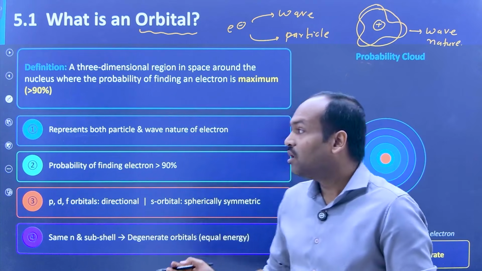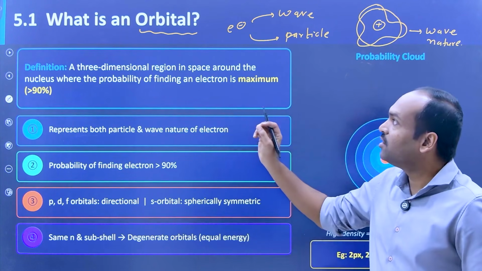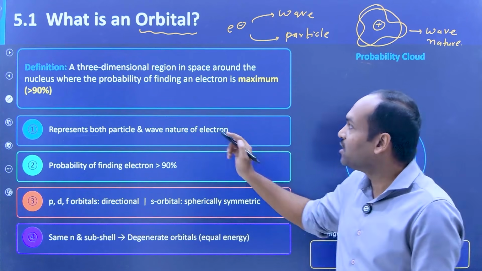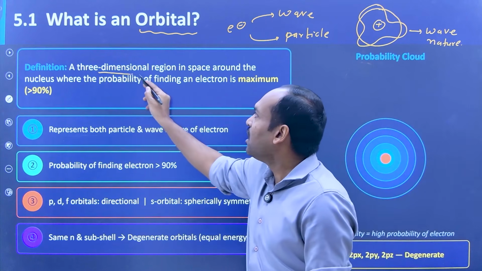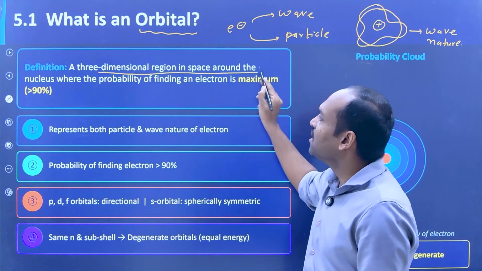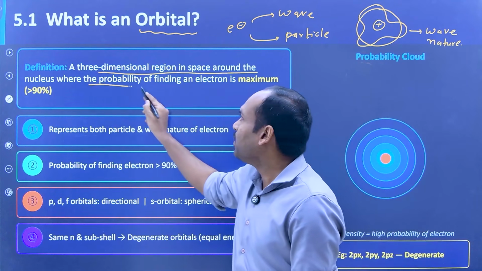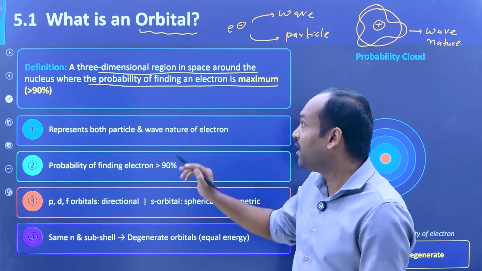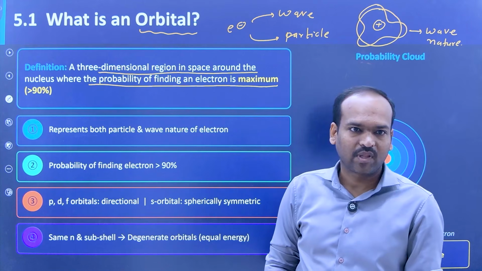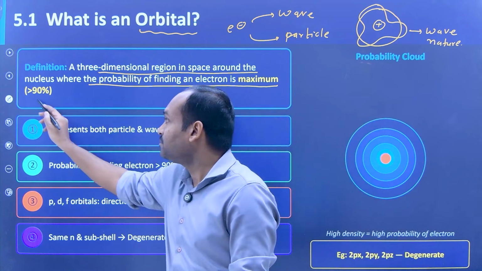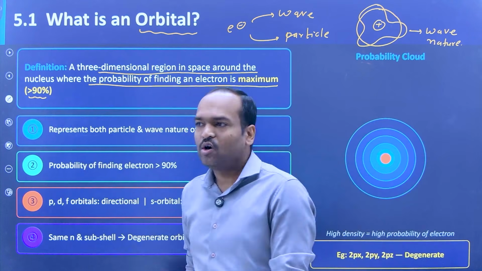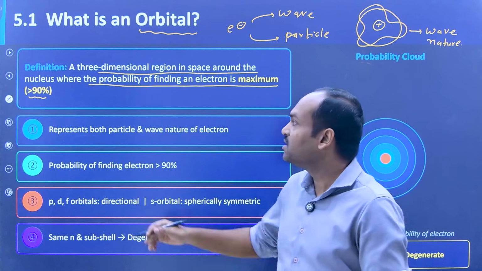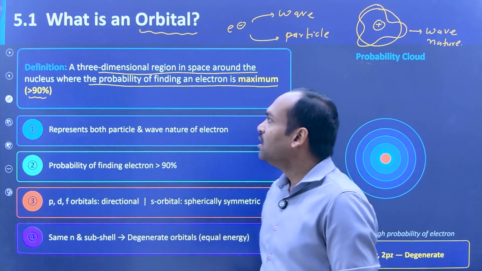Okay, so if we are going to check the position of electron, we can't say. So what is orbital? A three-dimension region in space around the nucleus where the probability of finding electron is maximum. Where the probability of finding electron is maximum, okay, it is known as orbital. Or if probability is more than 90%, we will say that this region is the orbital.